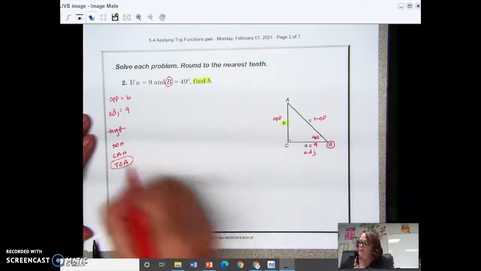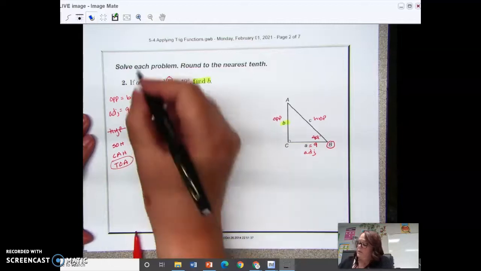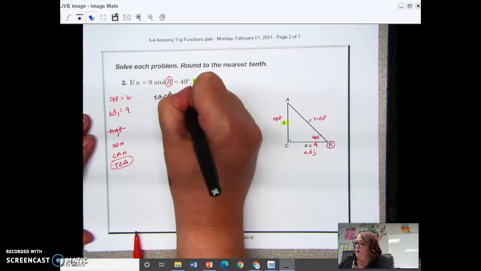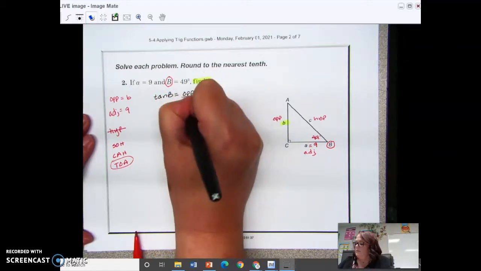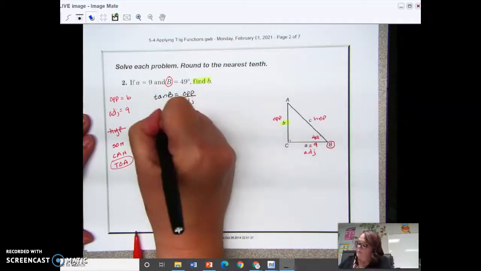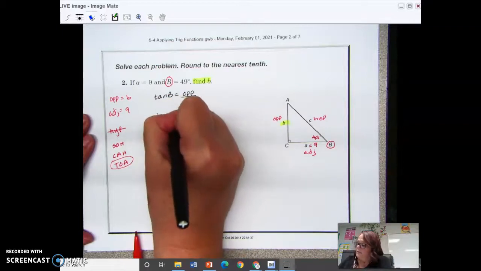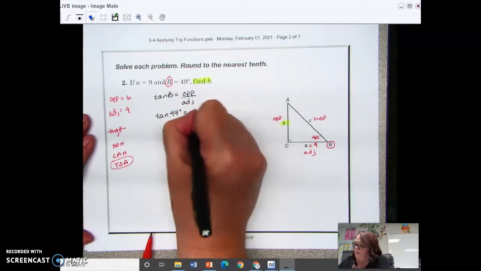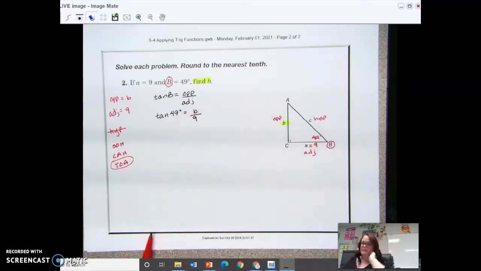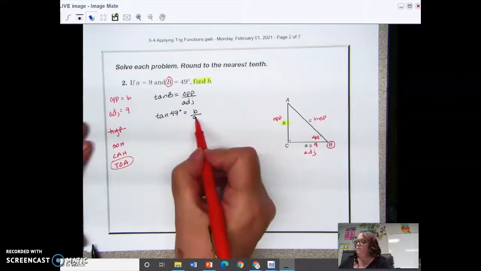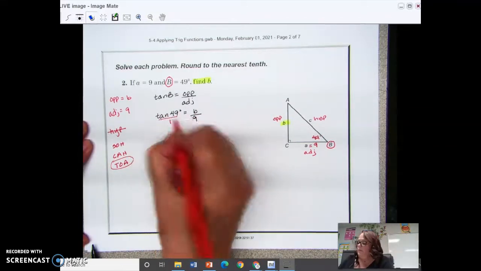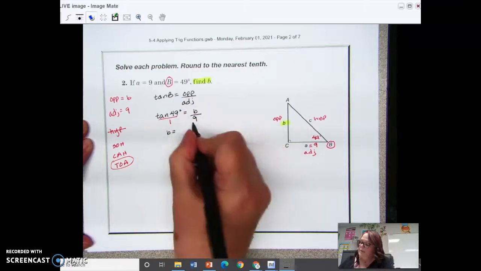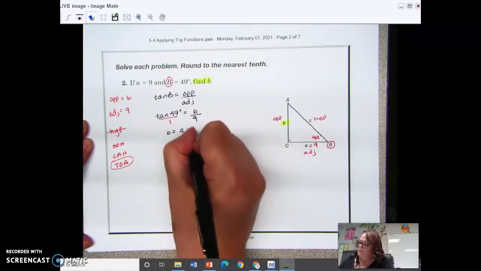And so hopefully you saw that that's going to be tangent. So we would say that the tangent of B is equal to the opposite over the adjacent. So that means that we have the tangent of 49 degrees is equal to the opposite, which was B, over the adjacent, which is 9. And so again, you can either multiply both sides by 9 or put this over 1 and cross multiply. So I get 1 times B is B, and then I get 9 times the tangent of 49.